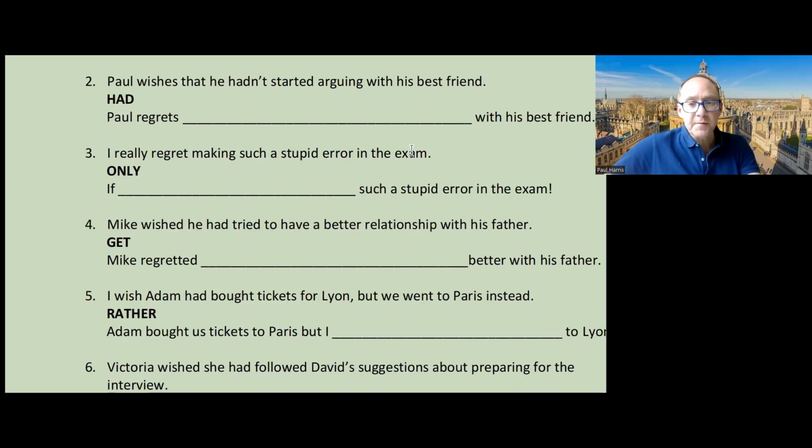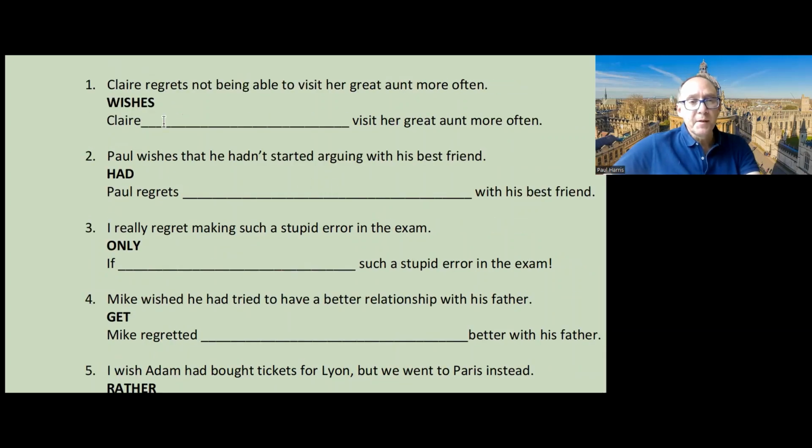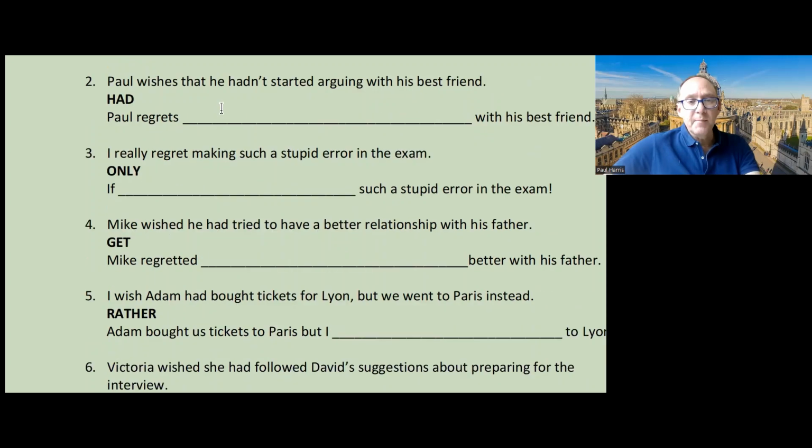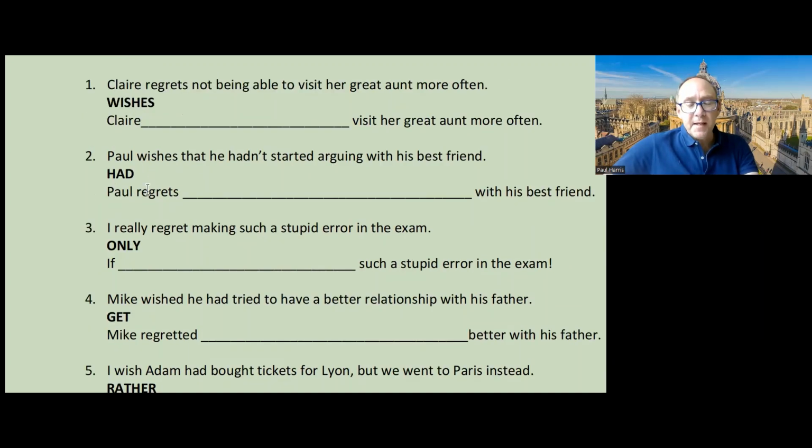So let's have a look at the answers for number 3. I really regret making such a stupid error in the exam. Again, we know regret plus gerund refers to the past. If we're talking about the past with wish, we know that will be with past perfect. And because the same structures work for if only, this also means we're going to have to use the past perfect.